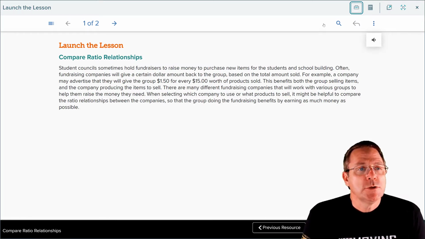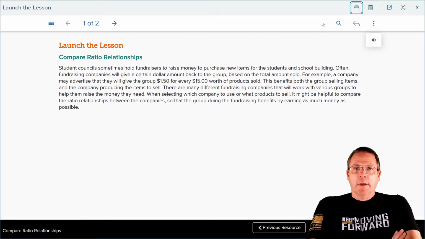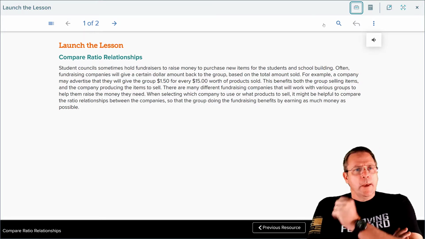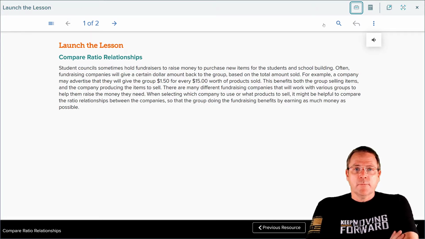Compare ratio relationships. Student councils sometimes hold fundraisers to raise money to purchase new items for students and the school board building. Often, fundraising companies will give a certain dollar amount back to the group based on the total amount sold. For example, a company may advertise that they will give the group $1.50 for every $15 worth of product sold. This benefits the whole group selling items and the company producing the items to sell.